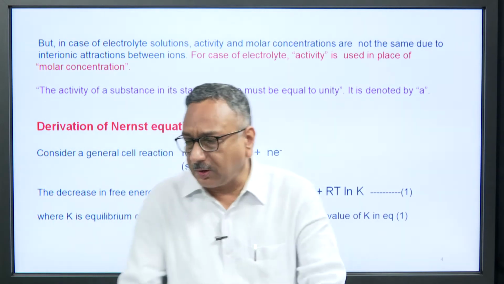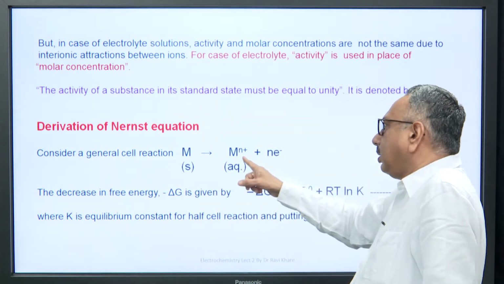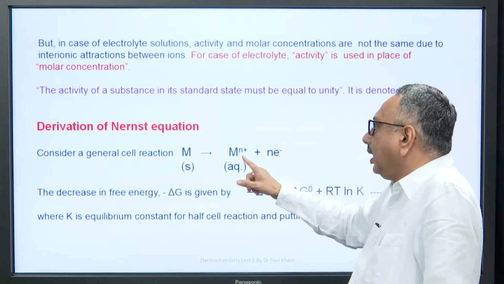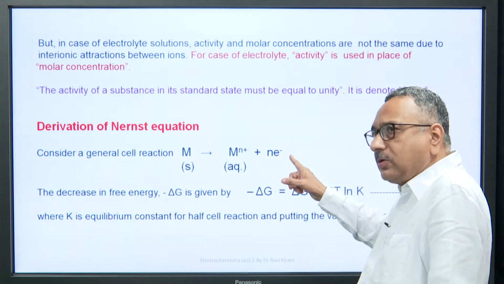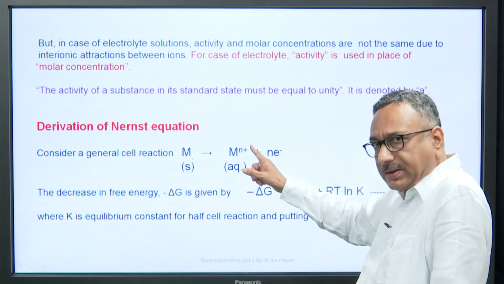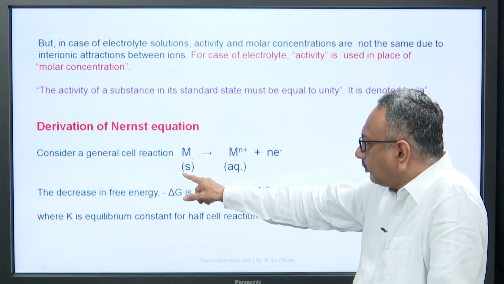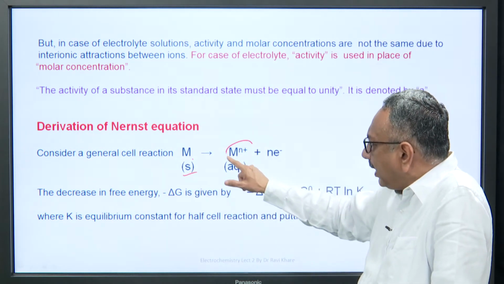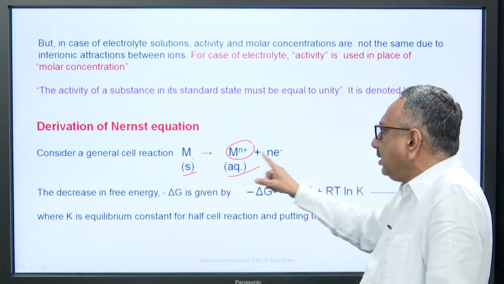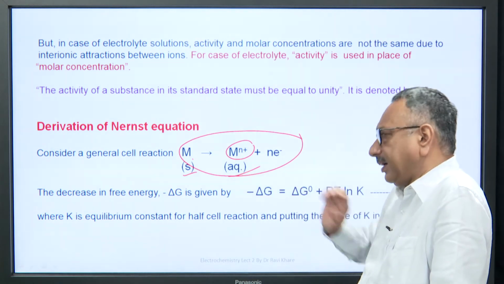Consider a general reaction: M is equal to M plus e, where e is electrons. Now, n number of electrons are released by the metal M, therefore M to the power n plus. This is the general concept. M is solid. Now, the M ions are in aqueous form. This is a general half cell reaction.